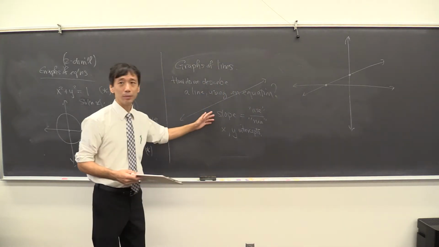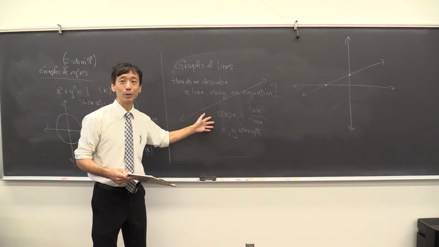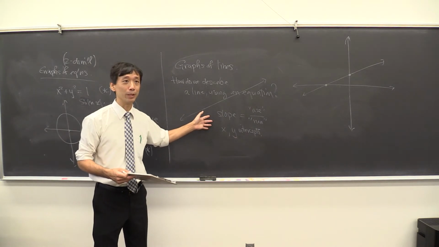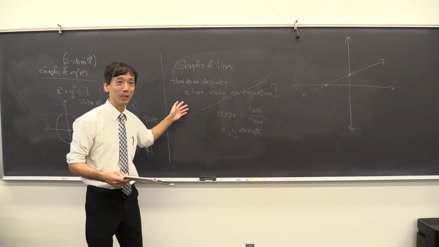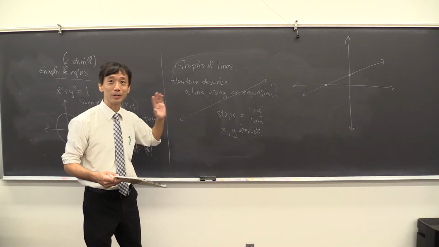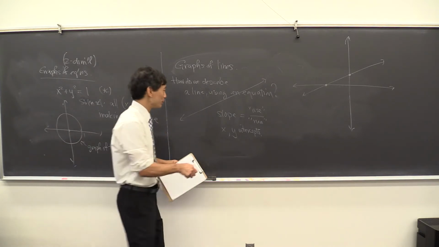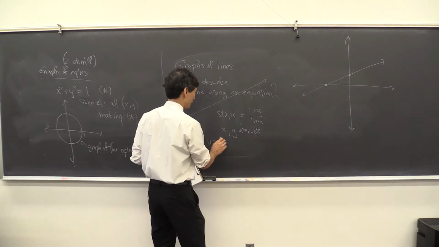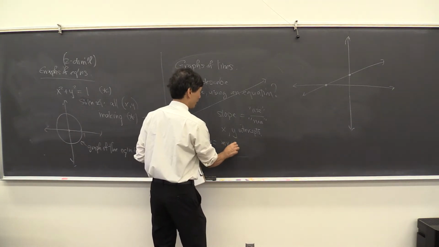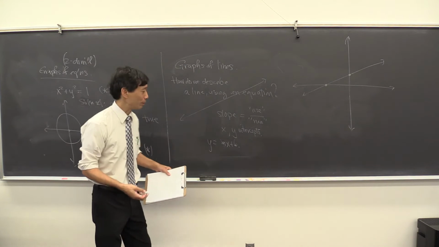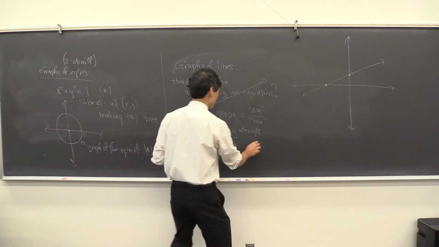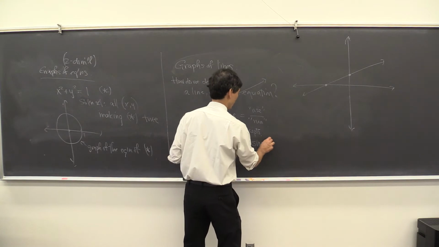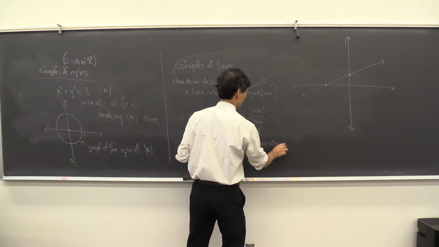So what about equations? There are some equations that you probably have seen before to describe lines. Anybody? Yes. y equals mx plus b. There are some other things you've probably seen, but this is the so-called slope-intercept form.